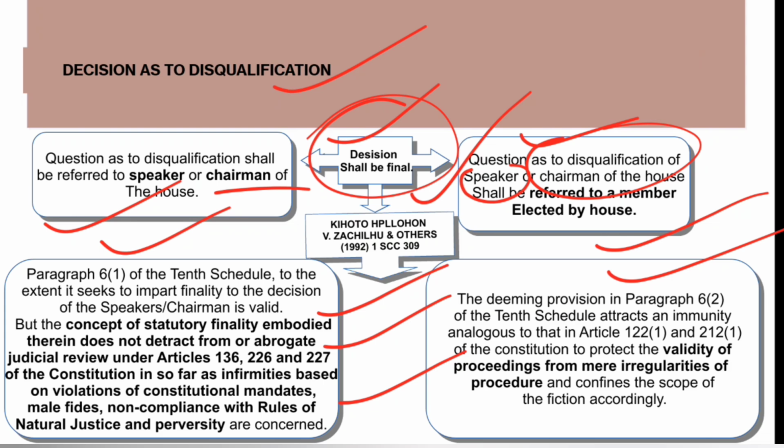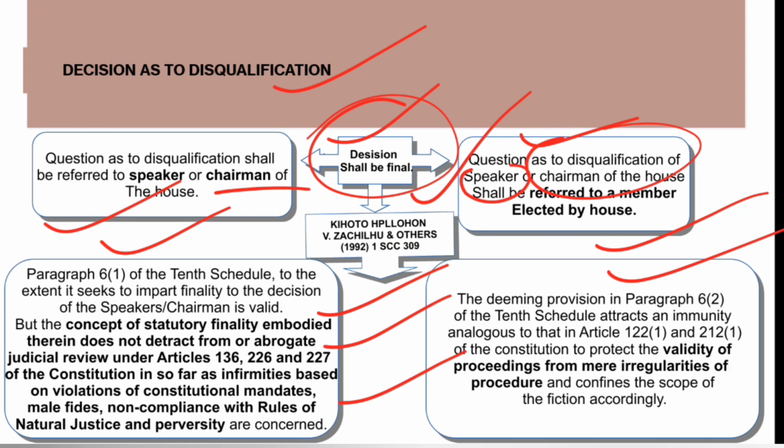And for that it was held that the protection under 122 and 212 is to protect the validity of proceedings from mere irregularity of procedure, and confines the scope of the fiction accordingly. So the protection is that when there is irregularity in the proceedings, that is protected, but otherwise biases, violations of natural justice, malafides can still be challenged, and they are subject to judicial review. So this is to be remembered, that even if the decision of the Speaker is final as per the 10th Schedule, still that can be challenged on those grounds.